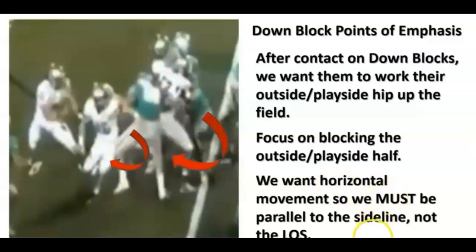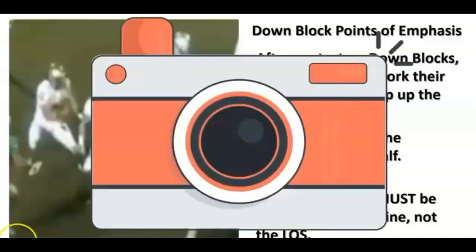We must be parallel to the sideline, not the line of scrimmage. Okay, we're not base blocking, we're not zone blocking, we're not duo blocking. We're gap down backer. And y'all remember this. What does the camera have to do? You've got to, and I teach this.